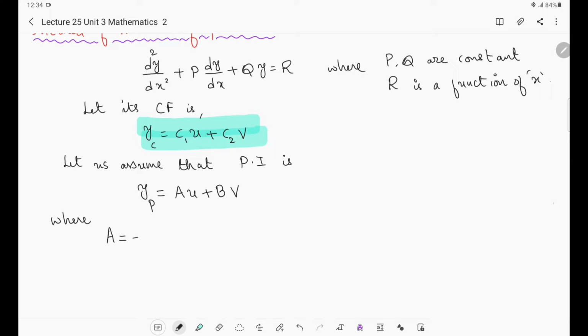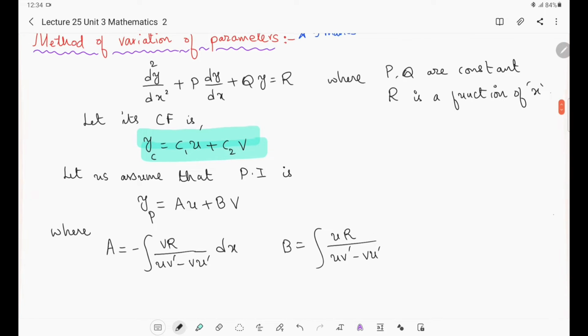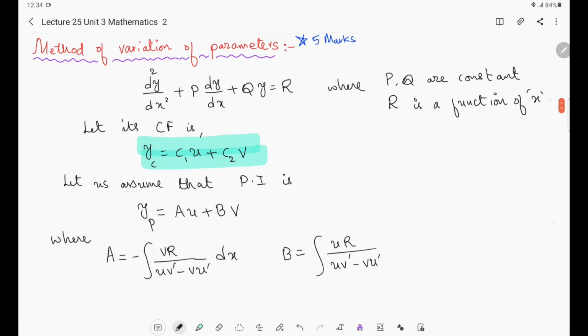A is given by minus integral v r by u v dash minus v u dash into dx, and b is given by integral u r by u v dash minus v u dash, right. So this is what the method is, right. Let us highlight. The particular integral will be this, where a is given by this integral and b is given by this integral, right.